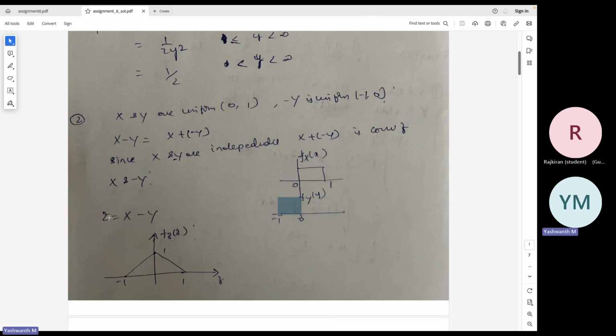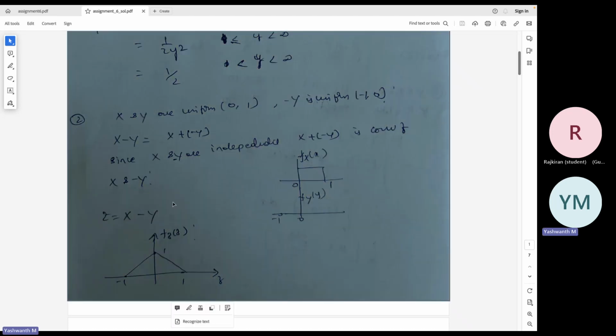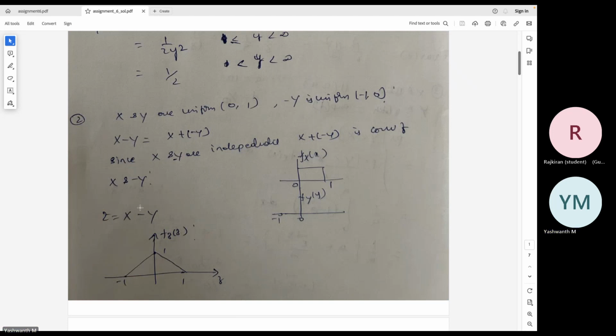Can you guess, if z is x minus y and its distribution is like this, what would be the distribution of mod z? Any wild guess? It may not be correct, but you should be able to get that. How will the density of mod z look? Any answers?